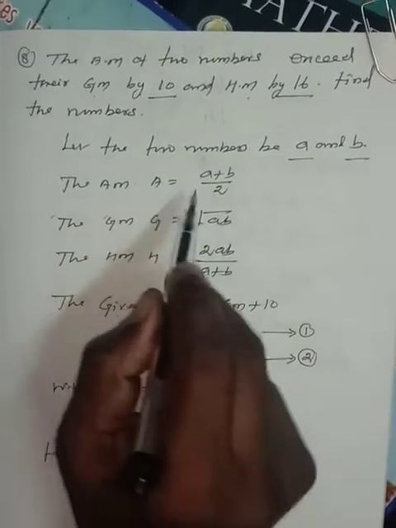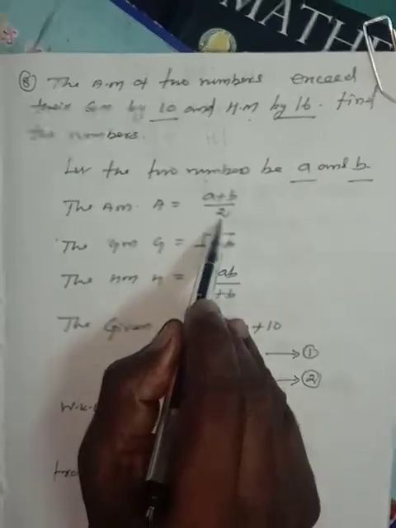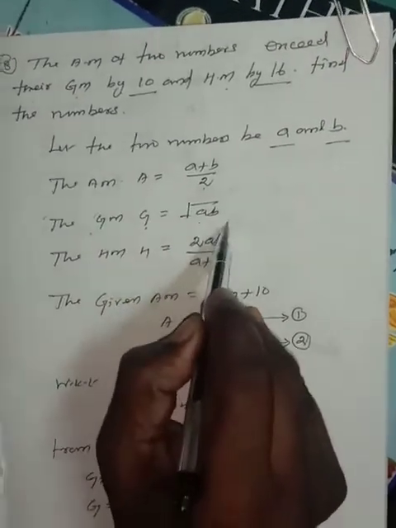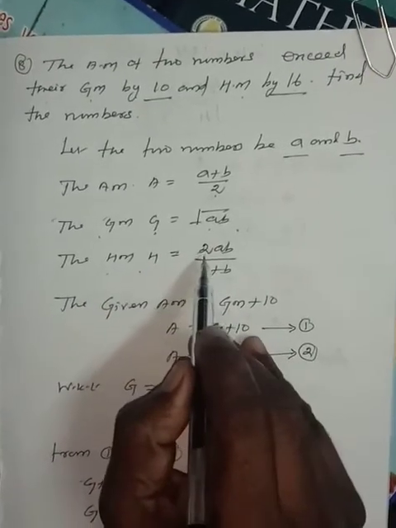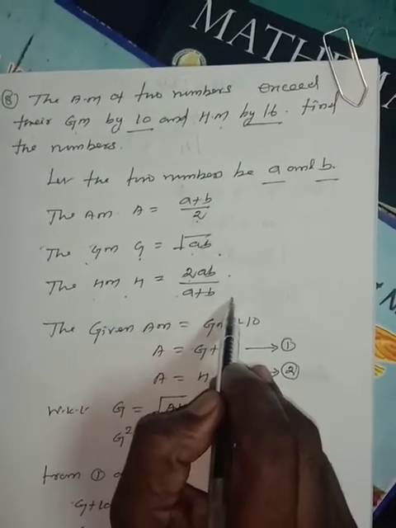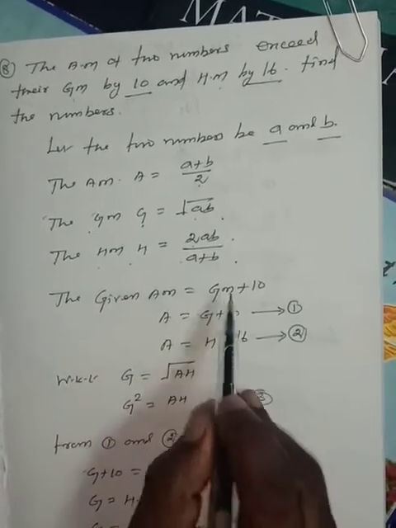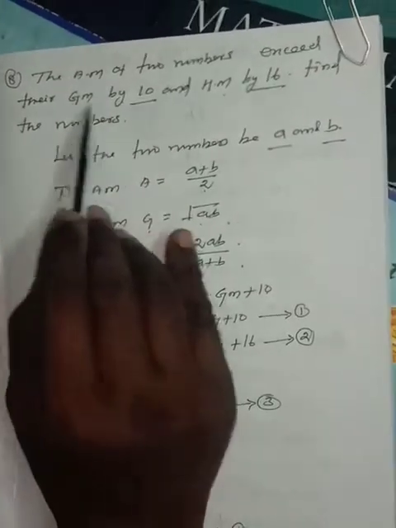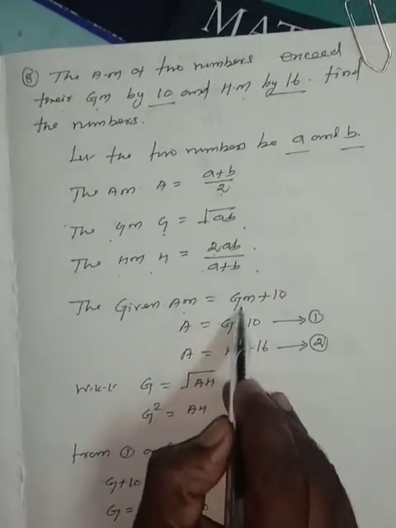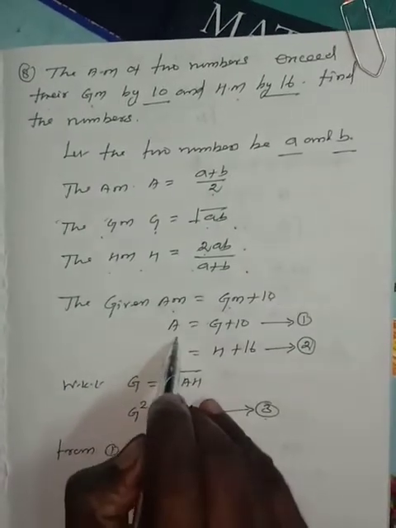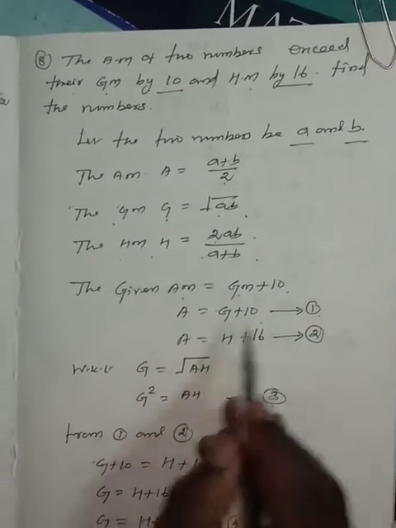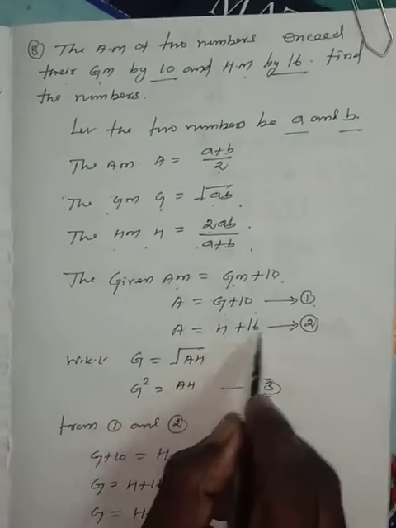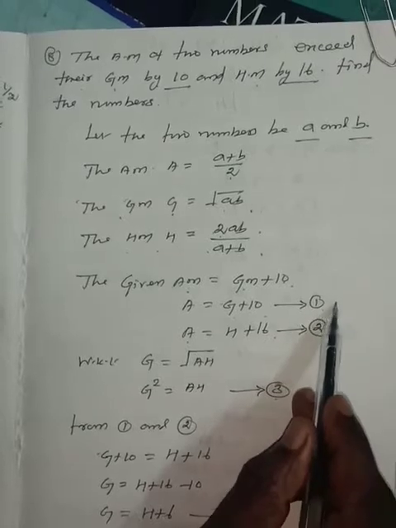Arithmetic mean A is equal to the sum of the two numbers divided by 2. Geometric mean of the two numbers is equal to square root of ab. Harmonic mean of the numbers is equal to 2ab divided by a plus b. Now the question says the arithmetic mean exceeds the geometric mean by 10. Therefore geometric mean plus 10 is equal to arithmetic mean, A is equal to G plus 10. This is equation number 1. Next, the arithmetic mean exceeds the harmonic mean by 16, so H plus 16 is equal to A. This is equation number 2.